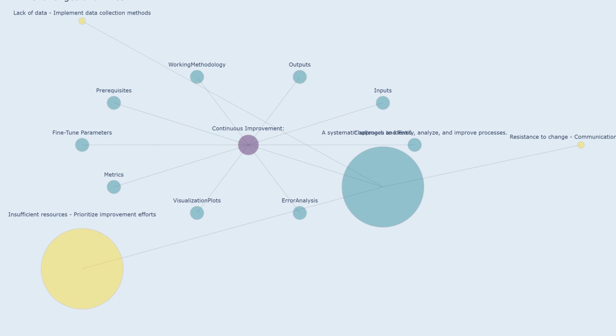Insufficient resources. Organizations may face challenges with limited time, budget, or personnel to dedicate to improvement initiatives. Prioritize improvement efforts. Focus on high impact areas that offer the greatest potential for improvement and align with organizational goals. Prioritizing efforts ensures that resources are allocated effectively and that improvement initiatives deliver tangible benefits.